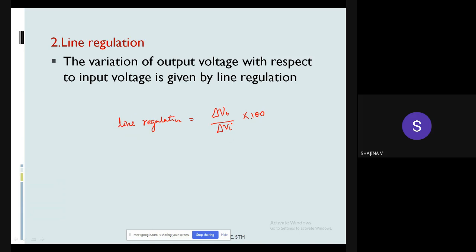Actually, these are the parameters we are measuring to specify the performance level of our power supply or voltage regulator. Okay, so ideally these values should be 0. Ideal value of these regulation values should be 0. That means there will not be any change in output voltage according to our input voltage or load.